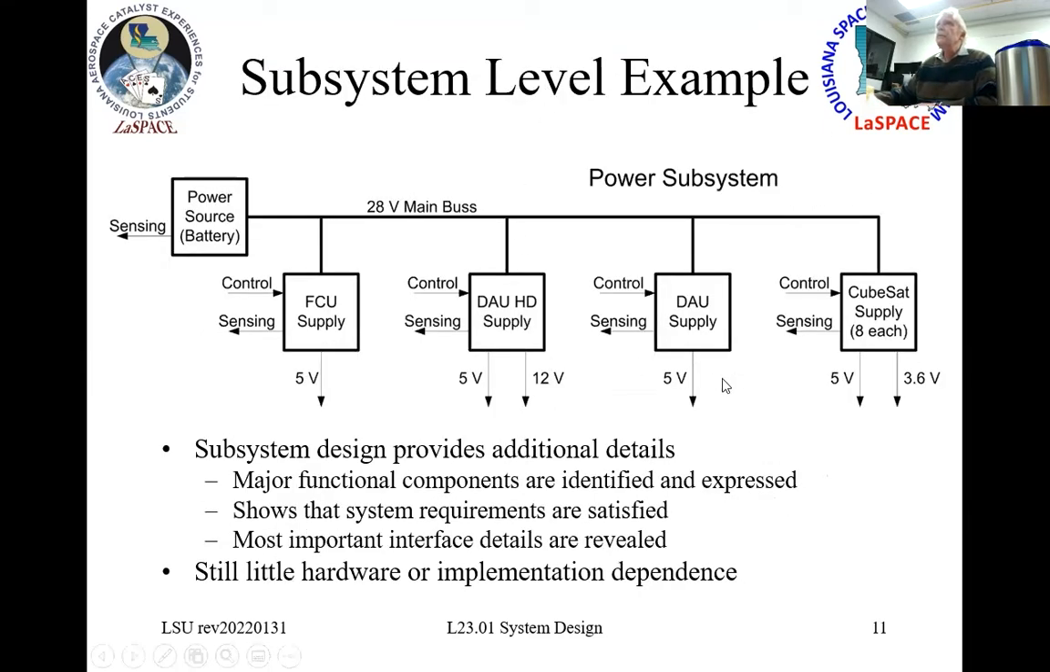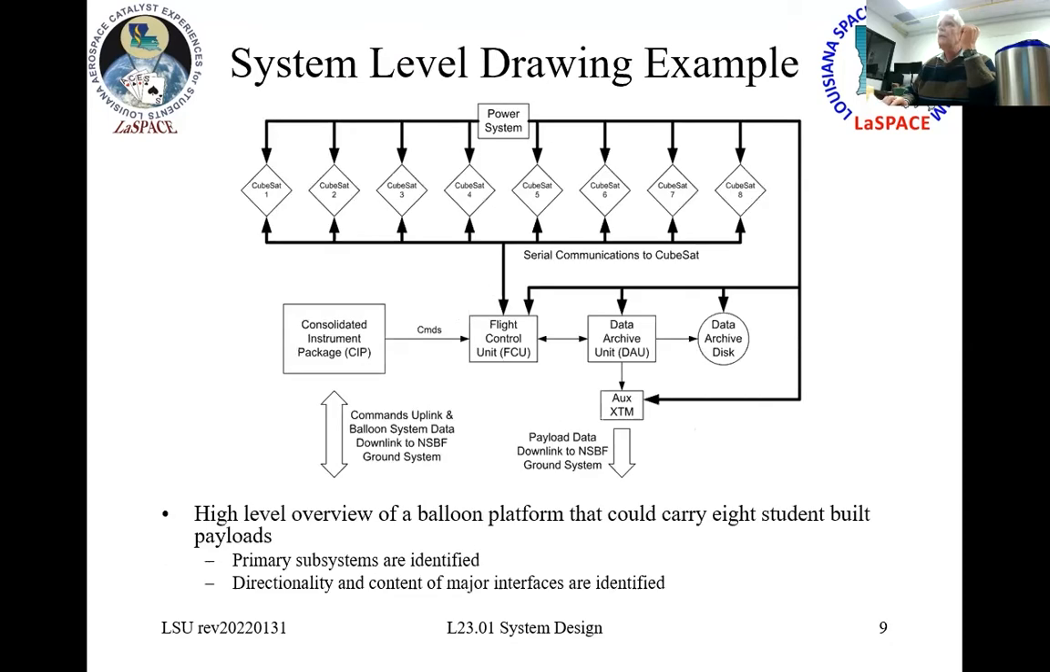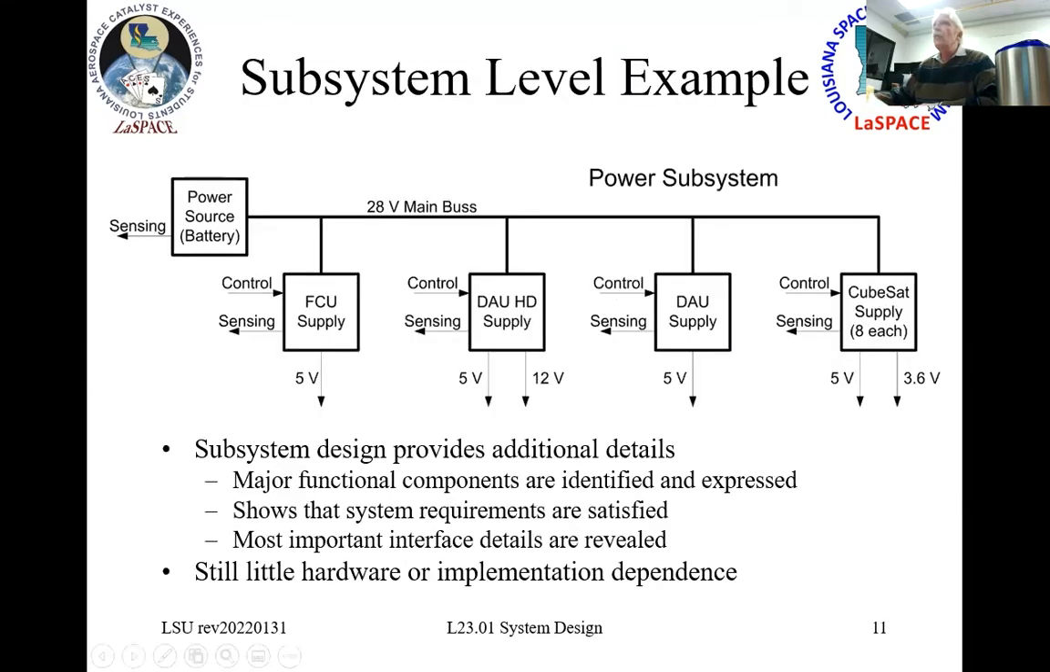So here is now, one level down, a subsystem. Remember in that previous slide, the power system was a box and had a bunch of lines in it. Now we're going to define what's in that box a little bit more. So here's the power system subsystem. In this power system, we know that we're going to have to supply the FCU, the DAU, the data archive unit, disk storage, and then 8 of the CubeSats. And we also have some sort of power source.